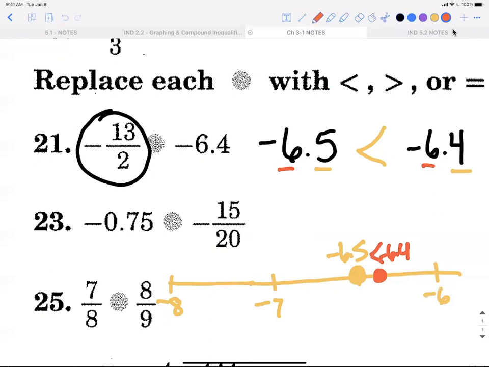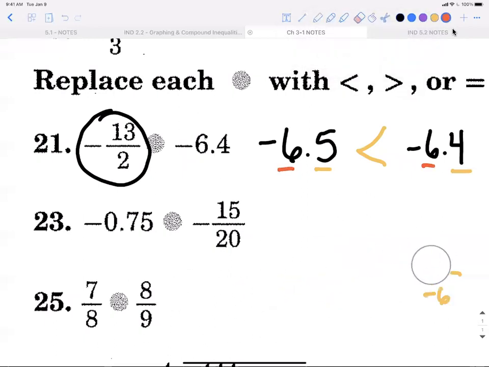So just watch your signs. When you're dealing in the positives, everything is straightforward. Go to your tiebreaker, whichever one is bigger is bigger. When you're dealing on the negative side of the number line, you still have to go to your tiebreaker, but then bigger is smaller and smaller is bigger. You've got to think opposites, okay? Are we good there?